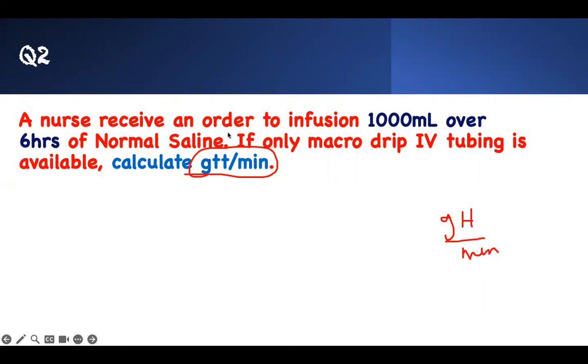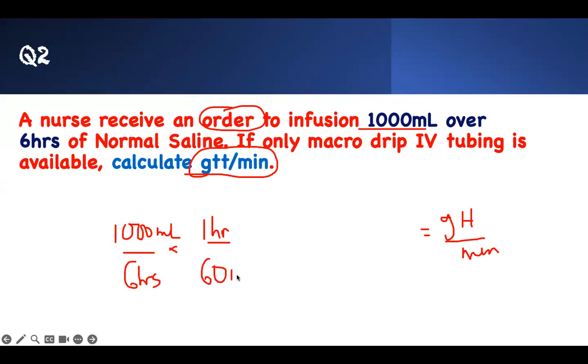I put it here. They say, and then receive an order of infusion of what? And I put 1,000 ml over 6 hours. And I look at it, I say, oh, the answer choice is in what? Minutes. I need to convert this right away into minutes. So how do you convert hours into minutes? So 1 hour, we'll go here so that you can cancel, and then 60 minutes here. So hour cancels, and you have minutes here.